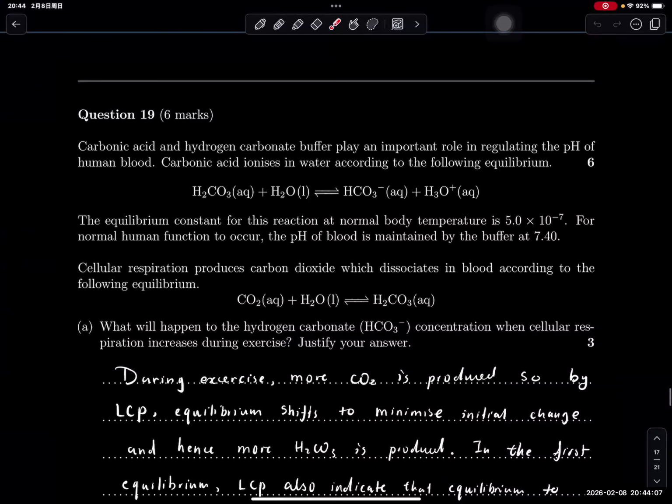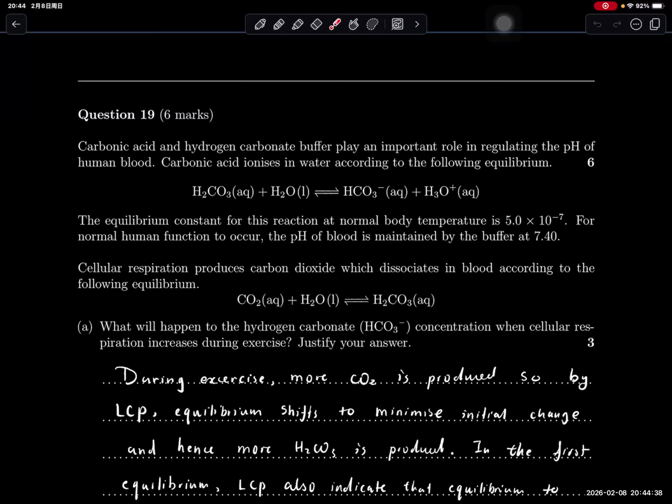Question 19. Carbonic acid and hydrogen carbonate buffer plays an important role in regulating the pH of human blood. Carbonic acid ionizes in water according to the following equilibrium. So the equilibrium constant for this is this. For a normal human, the pH is 7.4. Cellular respiration produces carbon dioxide.